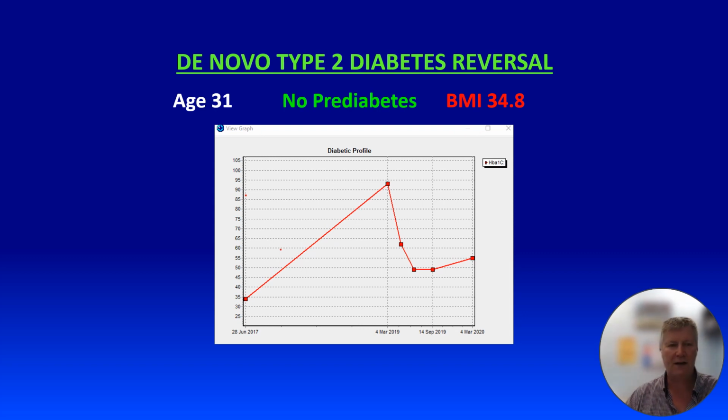And here is another case of a 31-year-old male who was somewhat overweight with a raised BMI, had no pre-diabetes, but one day turned out with an HbA1c of over 90. In other words, diabetes was the diagnosis. And literally within a matter of 6 months, again, had dropped his HbA1c down to 49 from 93. So again, a great result.